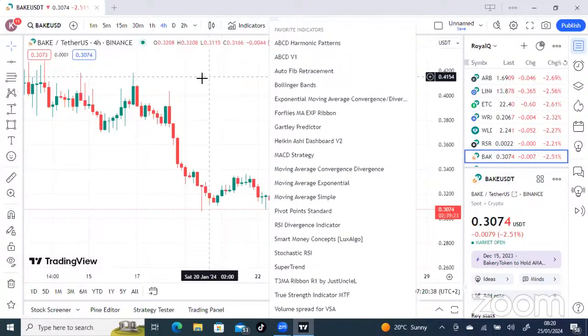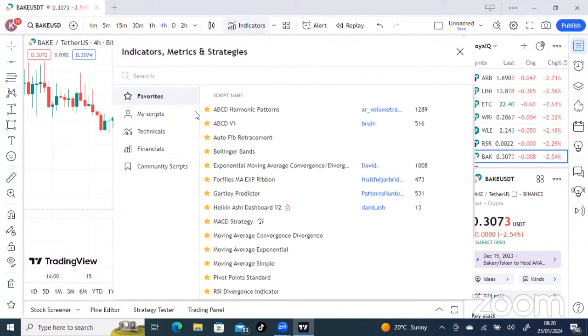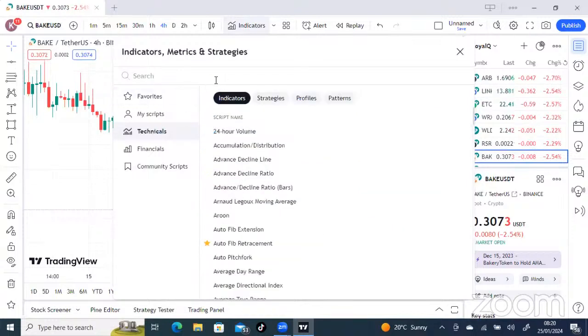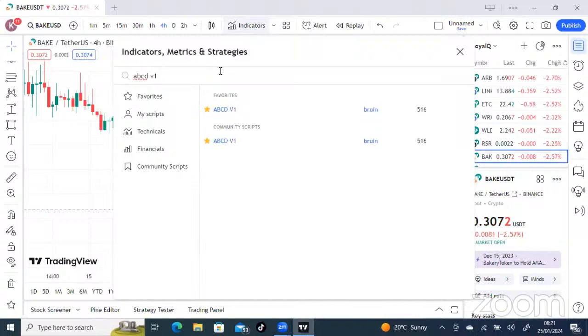My first indicator, when you tap on the plus sign, then you go to indicators, then you go to technicals, is an indicator that indicates the trend of the market. And that indicator is called ABCD V1. You tap on plus. And it is there.